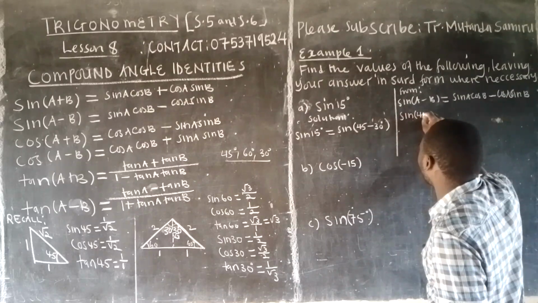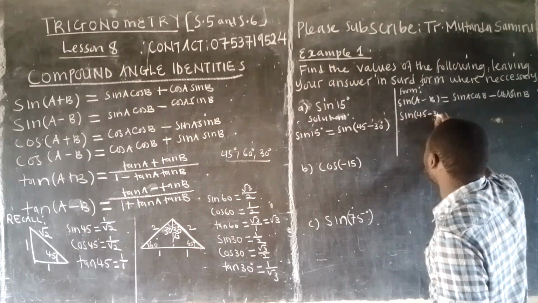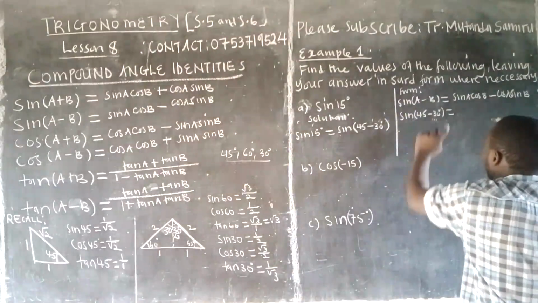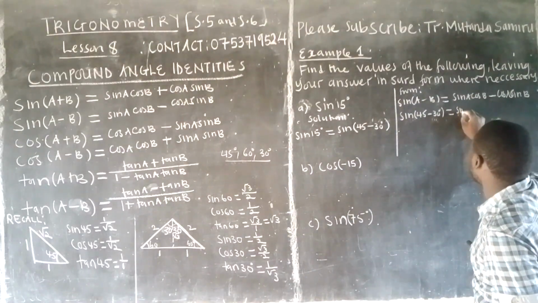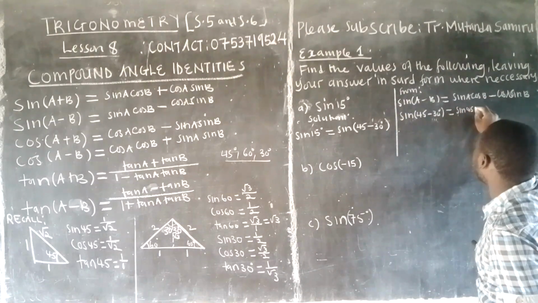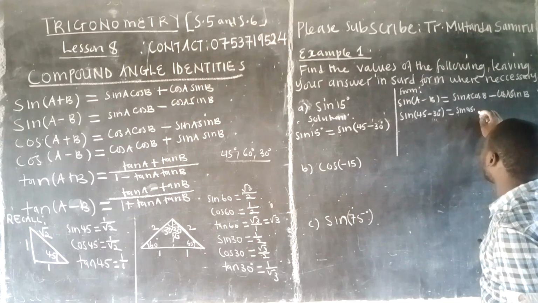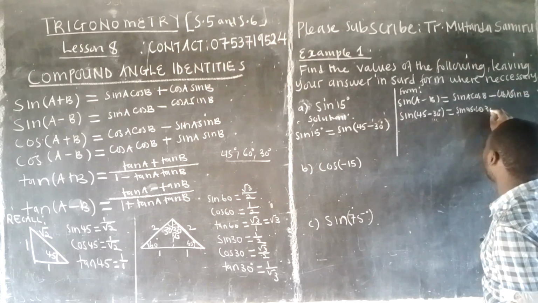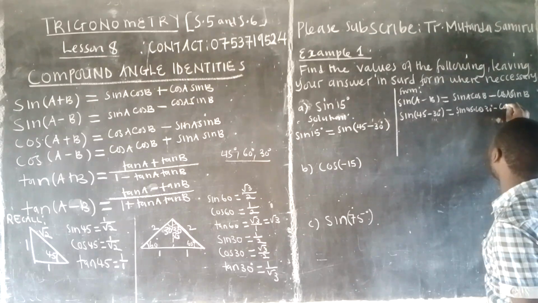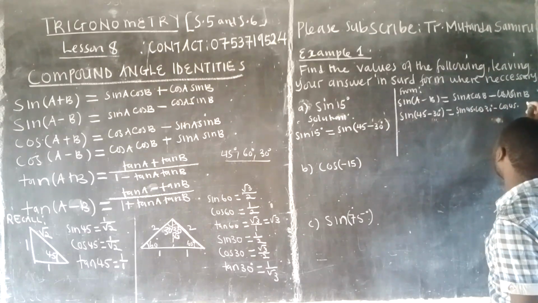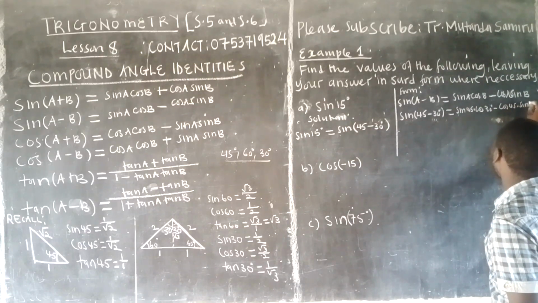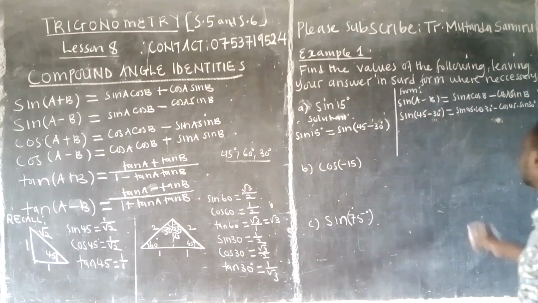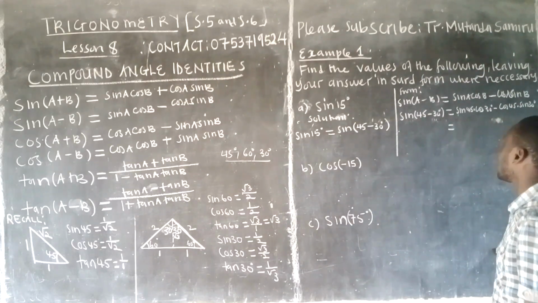Sine 45 minus 30. Now, A is 45, B is 30. So that will be sine of 45 times cos of 30 minus cos of 45 times sine of 30. That's what you do. Next, we are going to substitute in.